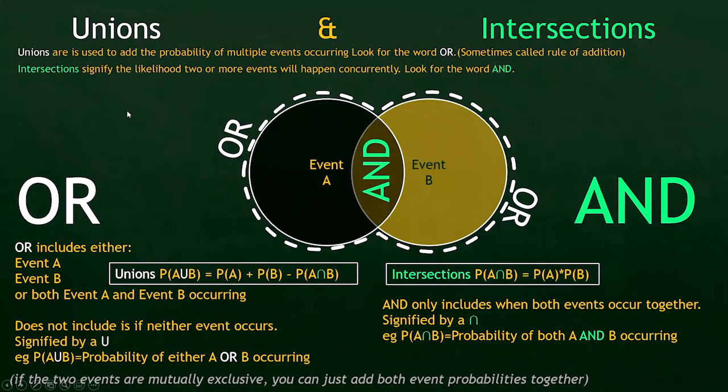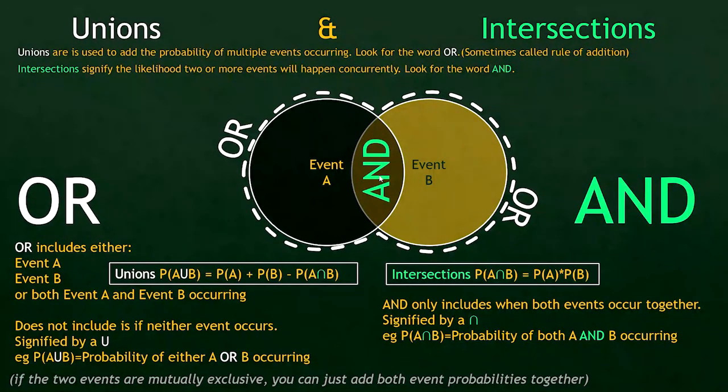So unions are, like I said, used to add the probabilities of multiple events occurring, and you really need to look for the word or. Sometimes individuals refer to this as the rule of addition, but we're going to refer to it as unions. And so a union is when you have multiple events occurring, and you can add the probability of those multiple events together to find the union of those events, or the probability of multiple events occurring, either A or B.